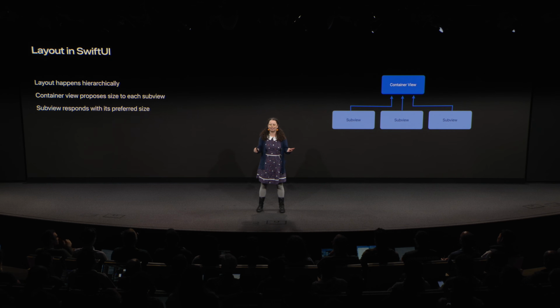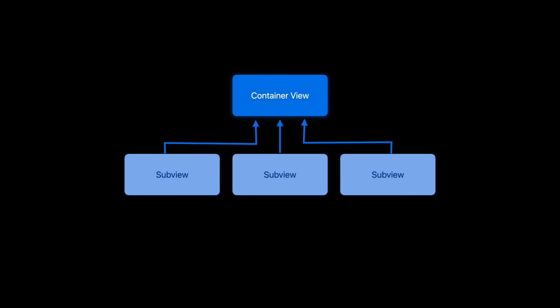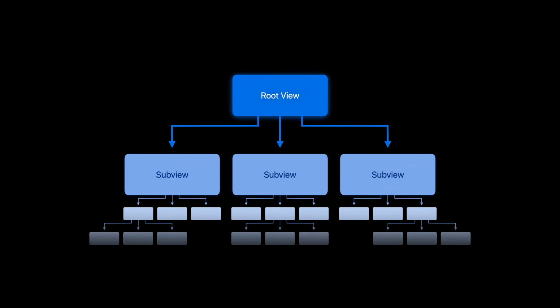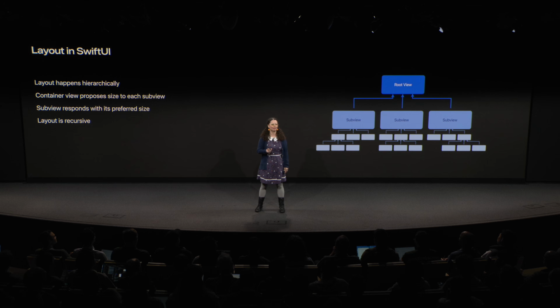This is a special and unique behavior of SwiftUI compared to other view systems. Proposals don't just go down, they also go up. This layout process is recursive. Proposals flow from the root view down the entire view hierarchy. Then responses flow back up. With the sizes in hand, the root view tells all its subviews where they should draw. They tell their subviews, and so on until all the views are drawn.